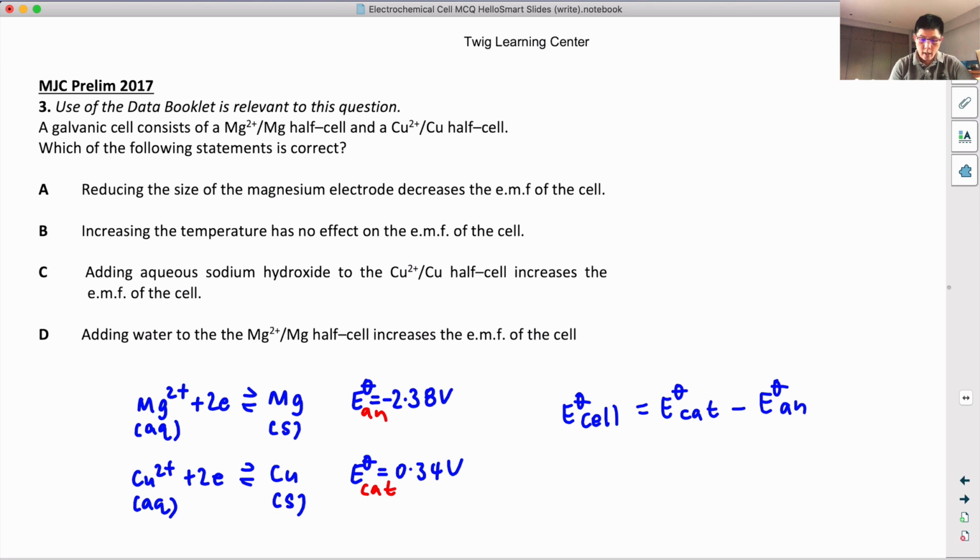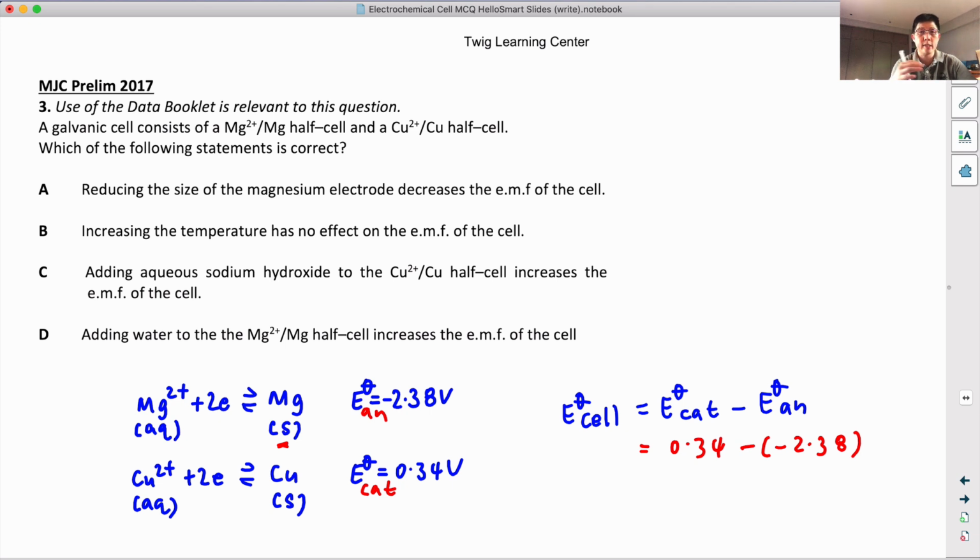So you can see from here E cell is going to be positive. Here is 0.34 minus (-2.3). But anyway, let's look at which of the following statements should be correct. If you reduce the size of the magnesium electrode, the magnesium electrode is a solid. If you make it bigger or smaller, it actually doesn't affect the E anode, because it is a solid.